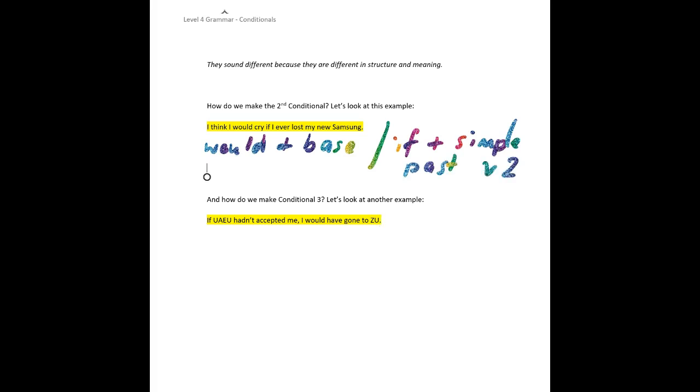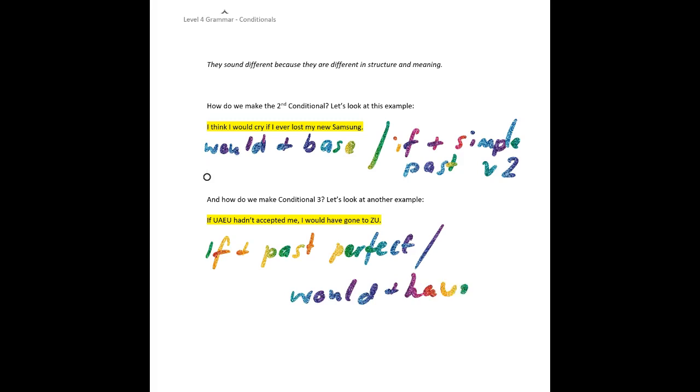And how do we make the third conditional? Let's look at another example. If UAU hadn't accepted me, I would have gone to ZU. Here the if clause uses the past perfect, so we've got if plus past perfect. And the main clause uses would plus have plus the past participle. So we've got would plus have plus the past participle, which you may know as verb 3.